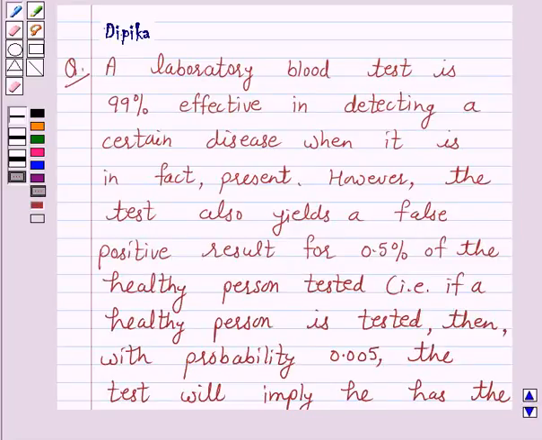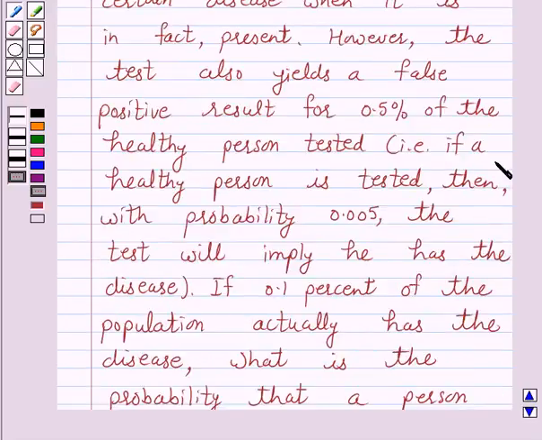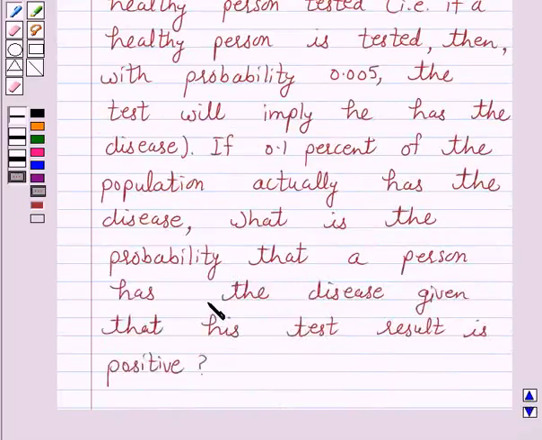I am Deepika here. Let's discuss a question which says, a laboratory blood test is 99% effective in detecting a certain disease when it is in fact present. However, the test also yields a false positive result for 0.5% of the healthy person tested. That is, if a healthy person is tested, then with probability 0.005, the test will imply he has a disease. If 0.1% of the population actually has a disease, what is the probability that a person has a disease given that his test result is positive?